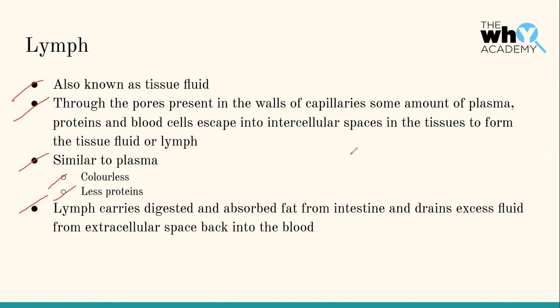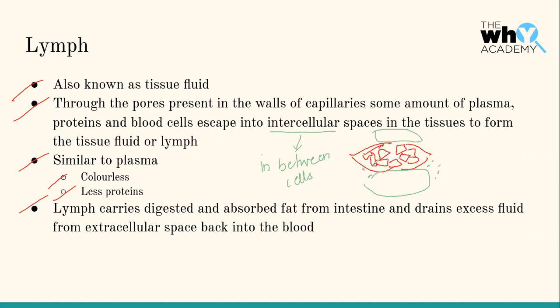If this is your capillary, this is your capillary network. And I said this is usually near an organ or a group of tissues or cells, something like that. So these are called intercellular spaces. Intercellular basically means in between cells. So all these spaces here, if I'm saying these are major organs, then the space between the capillary and this major organ becomes your intercellular space.